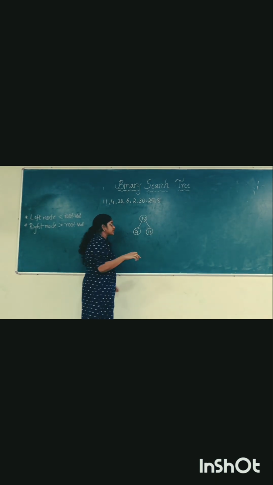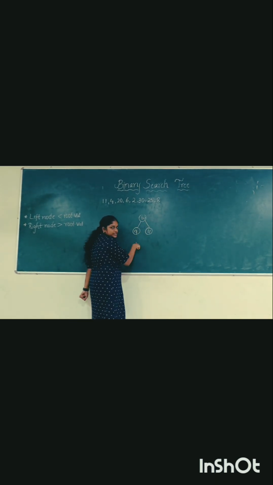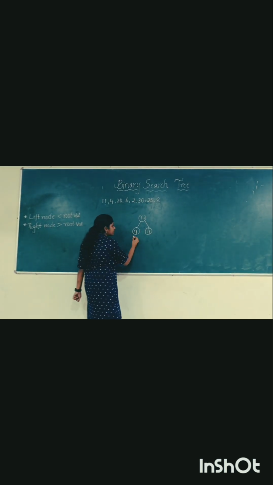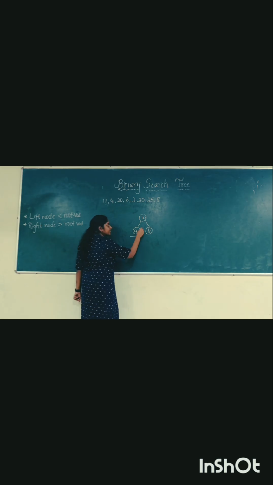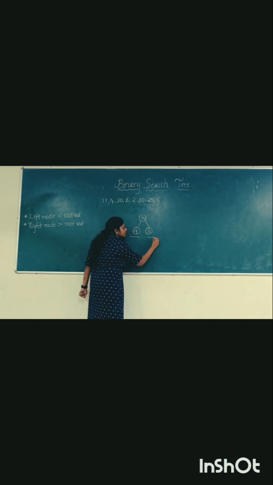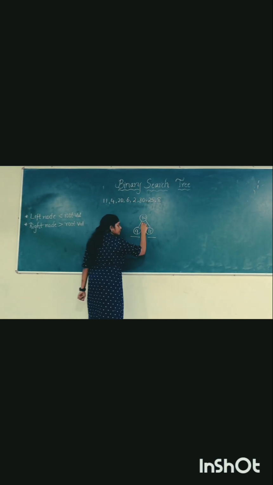It obeys three conditions. The first condition, all elements are distinct. And the second condition, the root node has two children. And the third condition, the value of the left subtree is smaller than the root node, and the value of the right subtree is greater than the root node.